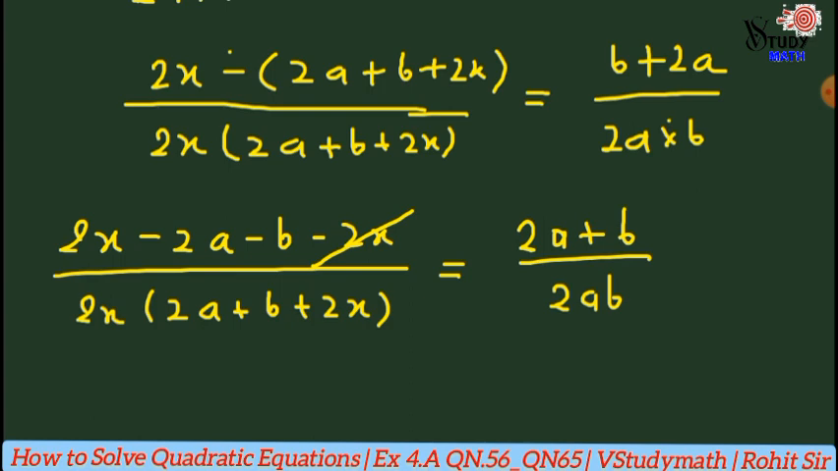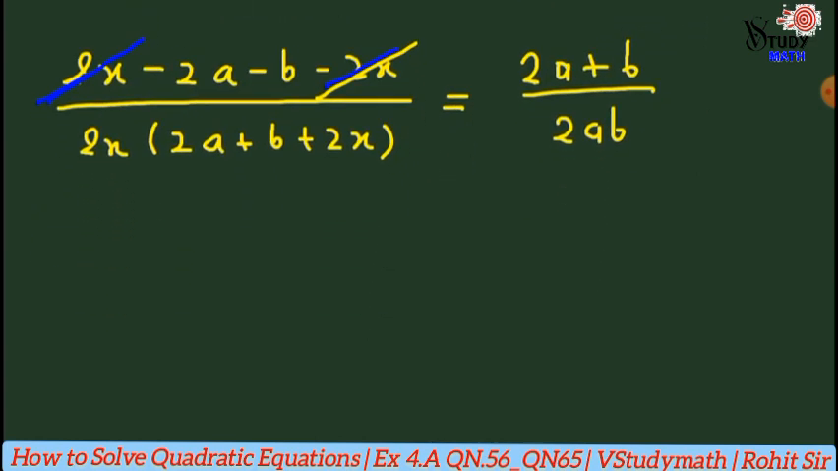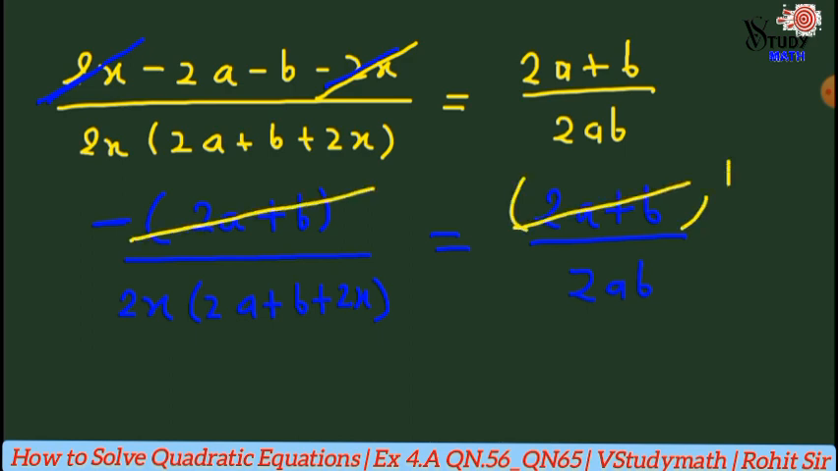Now here negative 2x and positive 2x, sorry, negative 2x and positive 2x are going to cancel each other. Then we take the negative as common, and we have negative (2a + b) upon 2x into (2a + b + 2x) is equal to (2a + b) upon 2ab. Now you can see this cancels one time, so here one and here one.